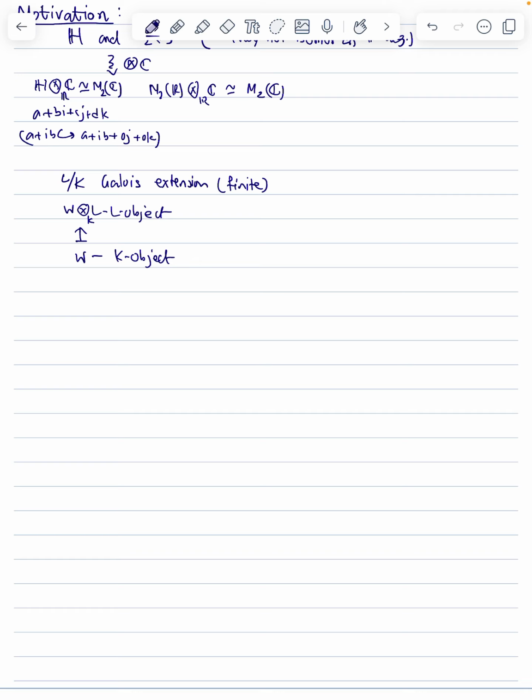But is there any way to go in the opposite direction? That means if I have an L object, then I get to know some K object from which that L object comes. That is the question, and that is the notion of Galois descent. Descent means you are going from top to bottom. Let me state the question first.